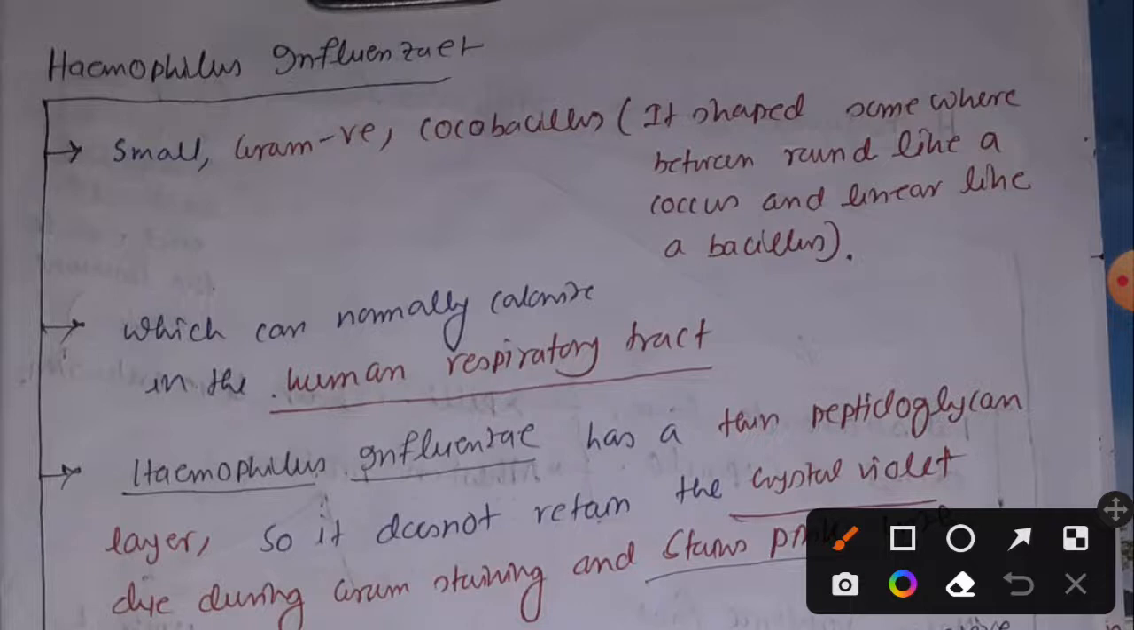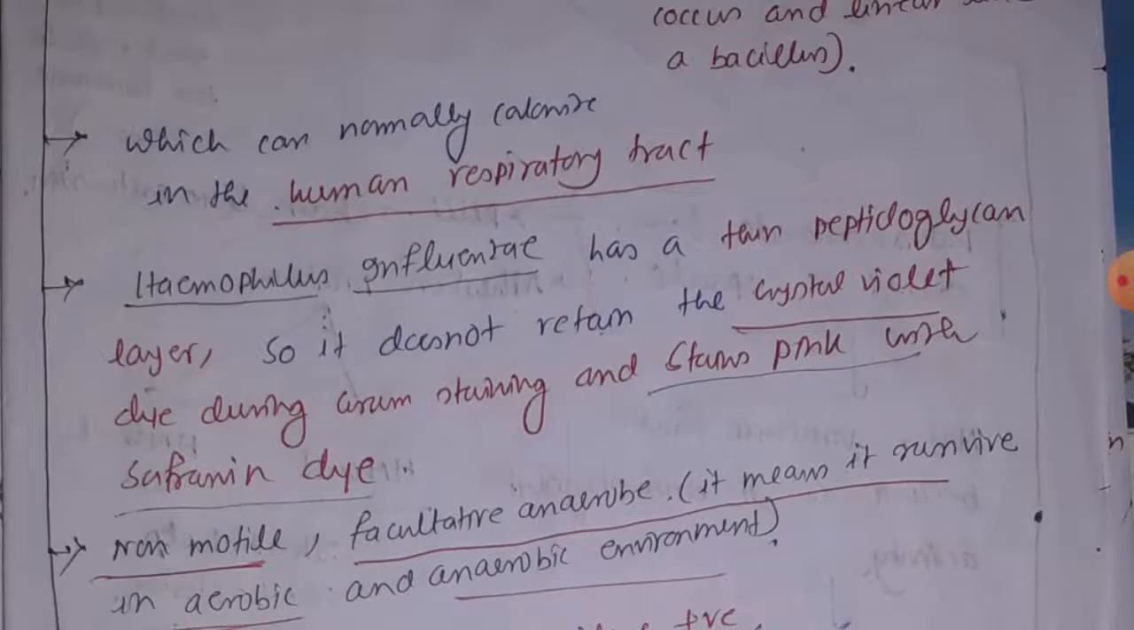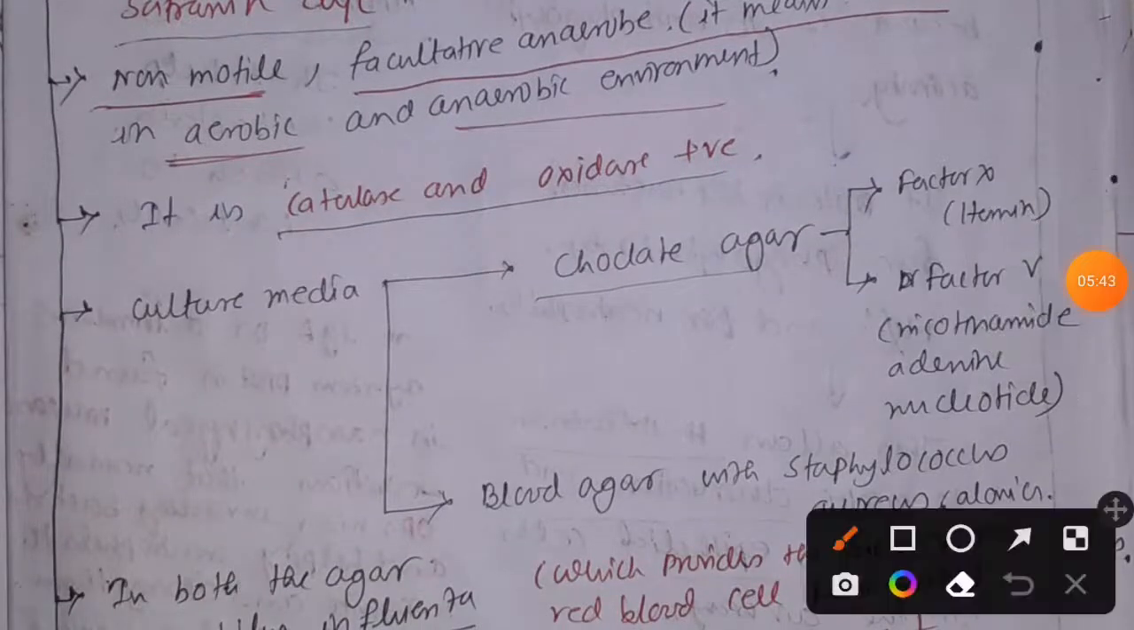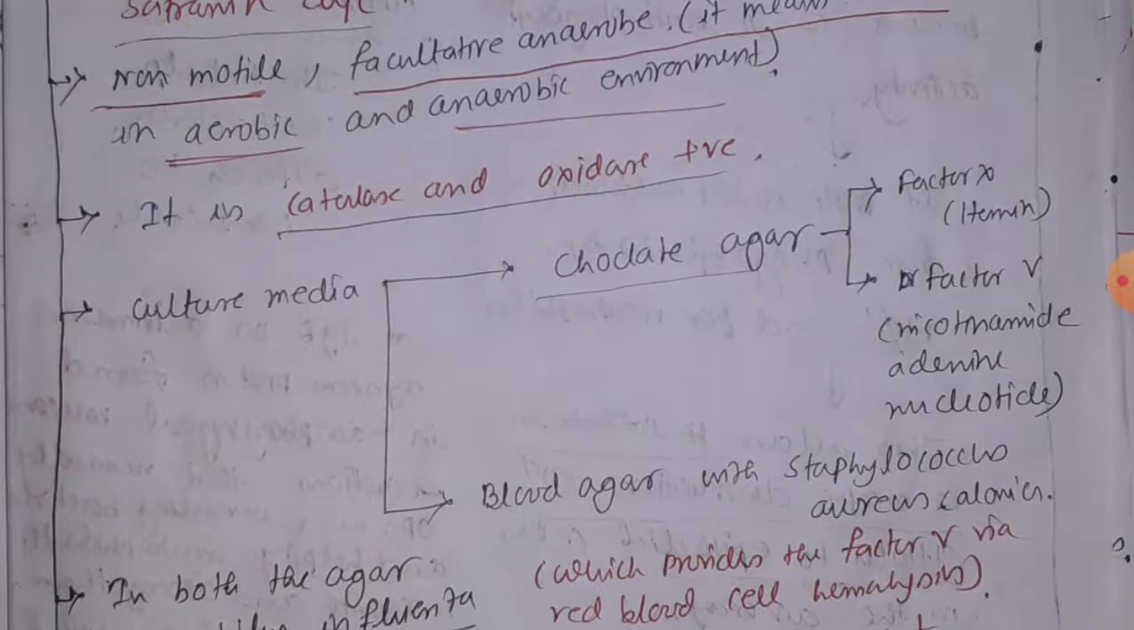It requires factor 10 and factor 5 for its growth. In both cases, Haemophilus influenzae appears as gray, transparent, convex colonies, and sometimes smooth colonies. That means convex, smooth, gray, or transparent colonies. It can be grown on chocolate agar media, which provides both necessary nutrients, factor 10 and factor 5, or on blood agar with Staphylococcus aureus.